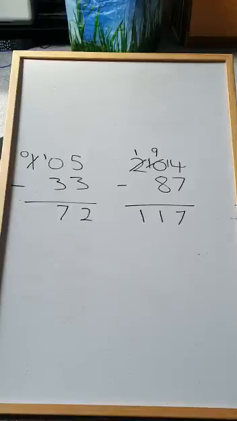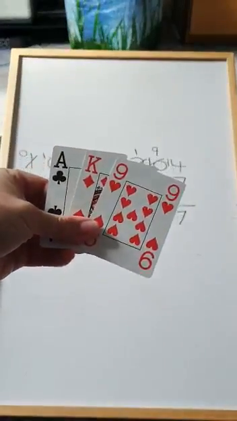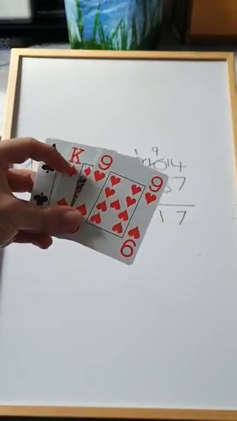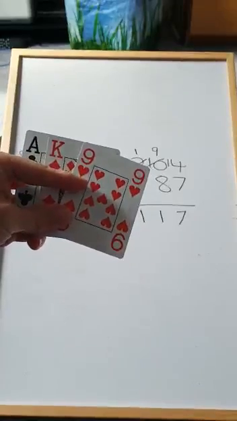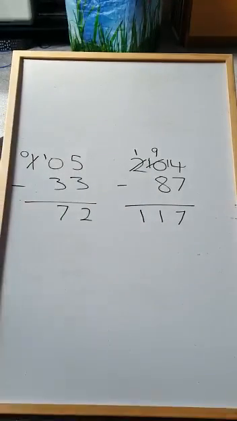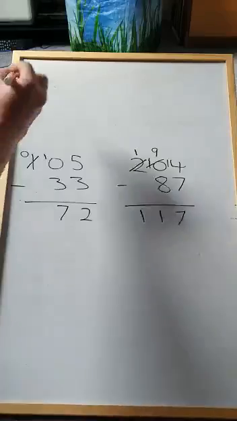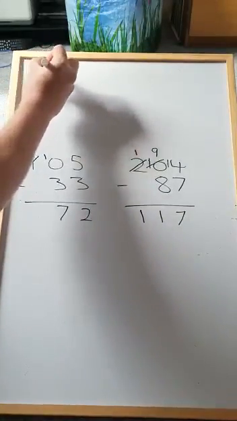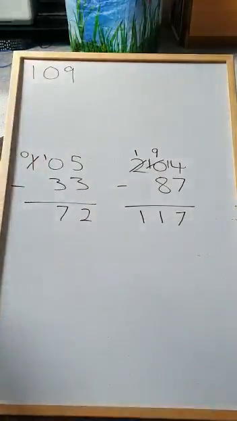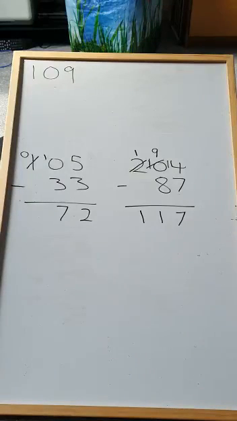So I've just pulled out 3 cards, and I've got 1. The king is a picture card, so that's a 0, and we've got a 9. So my first number is 109.